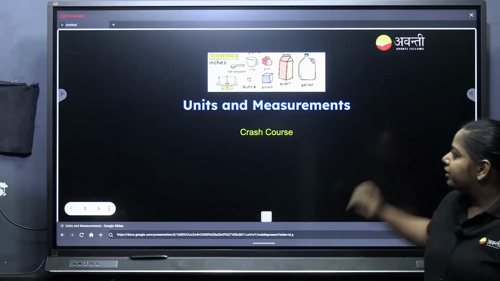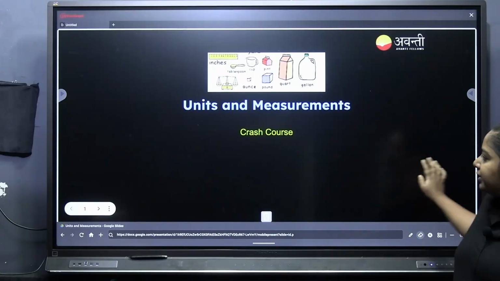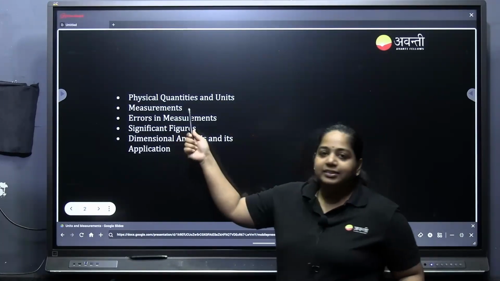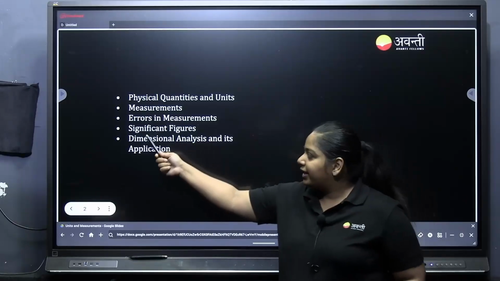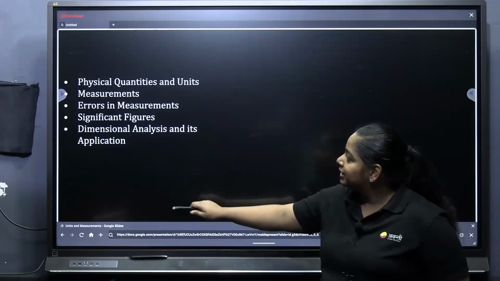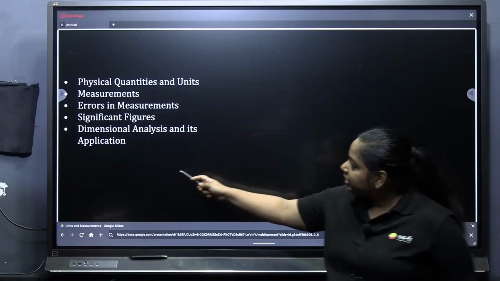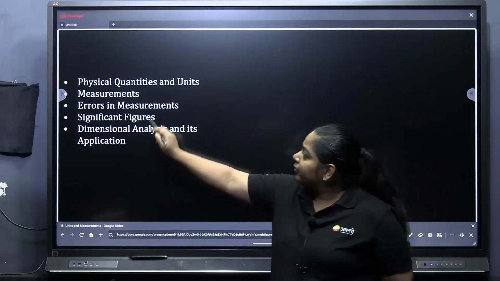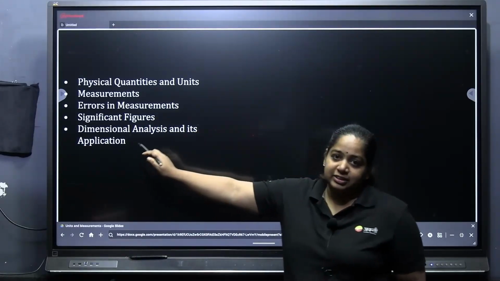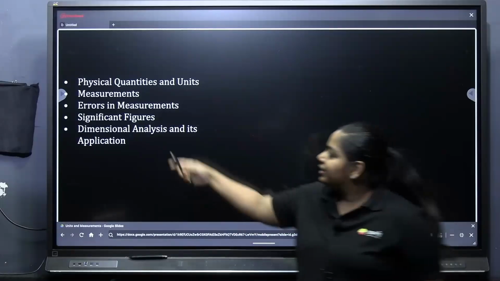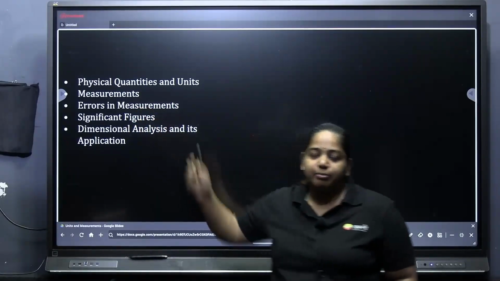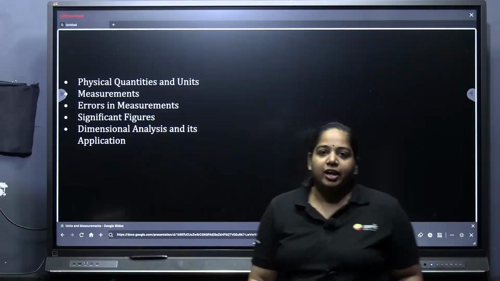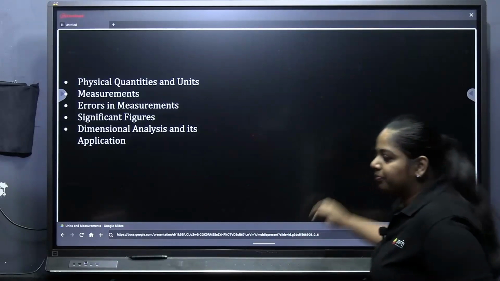Let's see what are the topics in this chapter that we will be studying. Physical quantities and units, measurements, errors in measurement, significant figures, dimension analysis and its application. So these are our topics. In this, errors and dimension analysis are the most important ones. Significant figures and vernier calipers questions will also come, but most of the time errors and dimension analysis questions are the ones that will come. Okay.